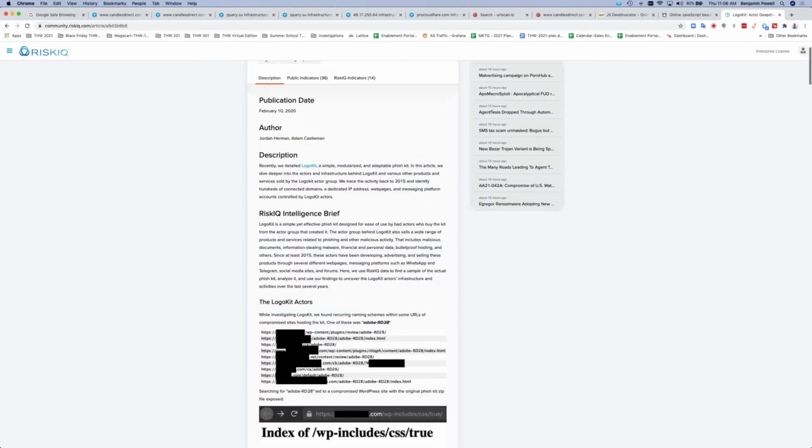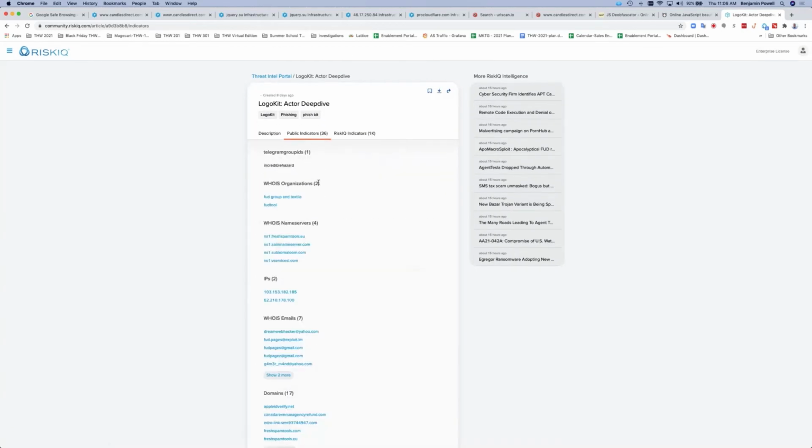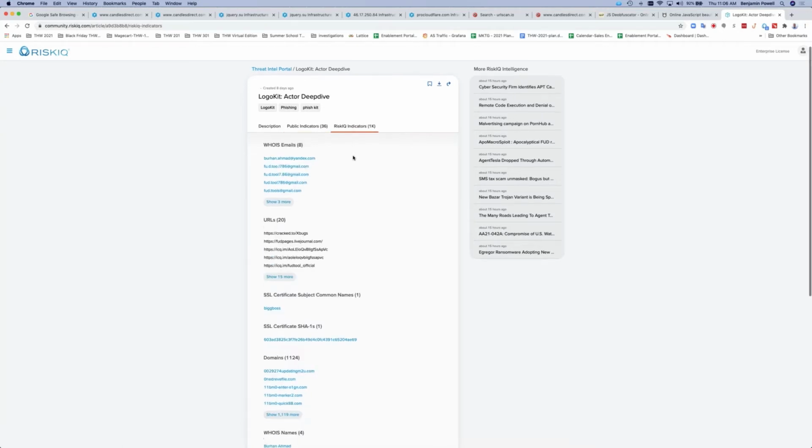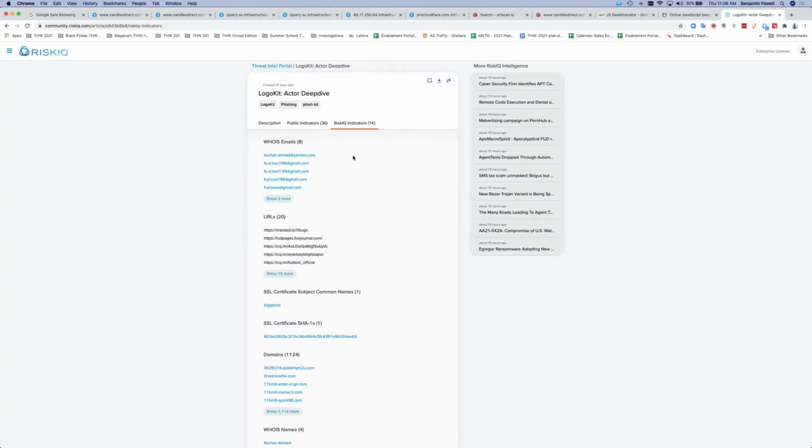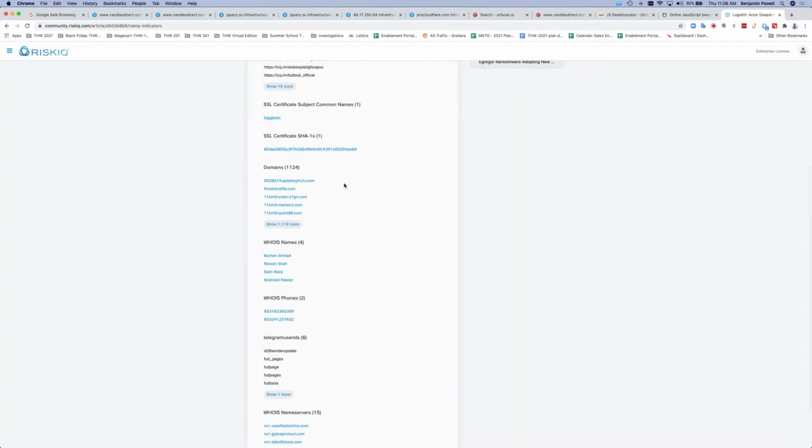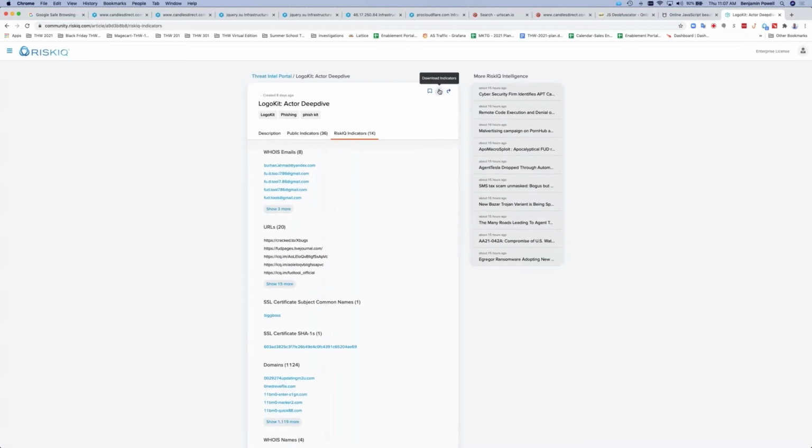Now, there are public indicators, ones that other people have published and talked about, and then we have the RiskIQ indicators, and there's over 1,000 of them. If you look at some of these, there are domains involved. If certain domains are hosting this bad material, you can take those and use them to block people. So you can download these indicators and use them internally to help protect your organization.